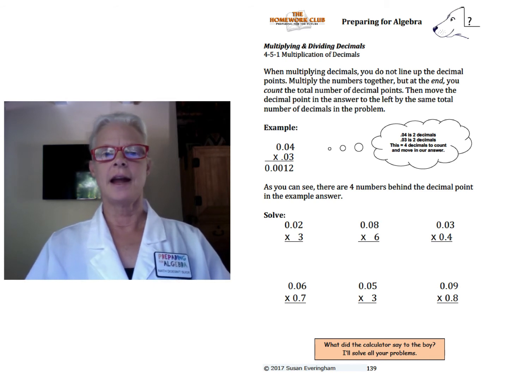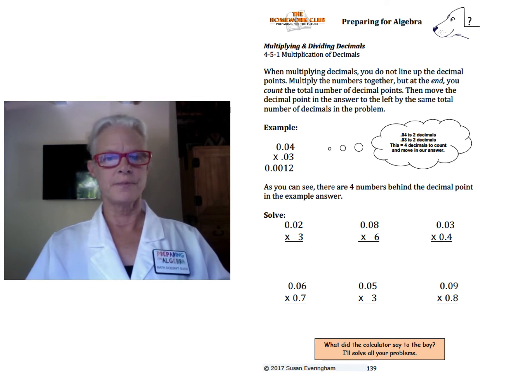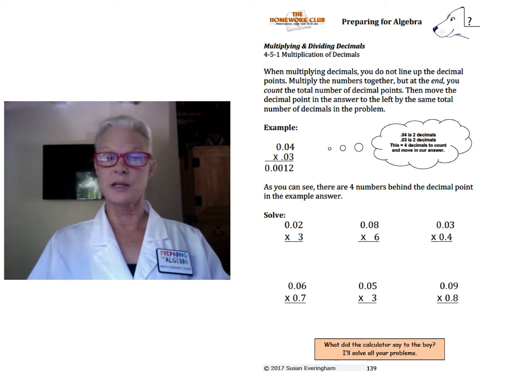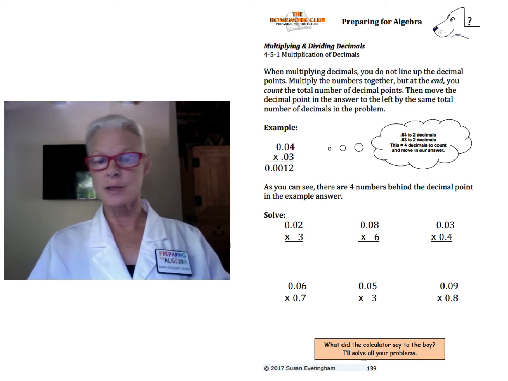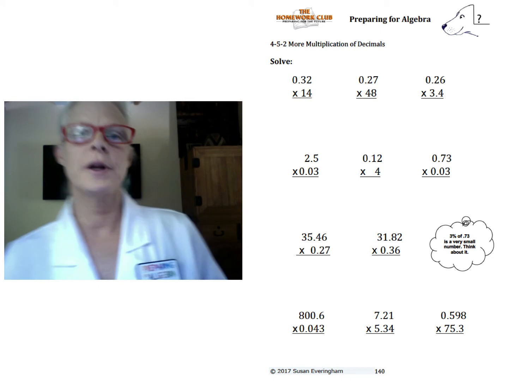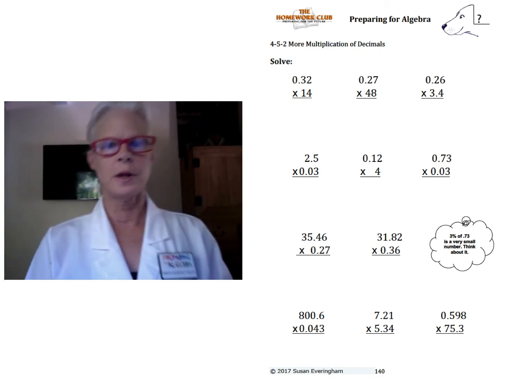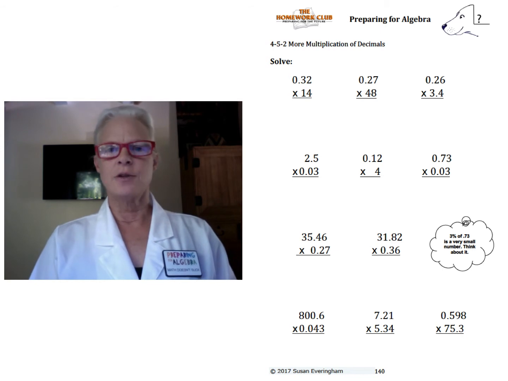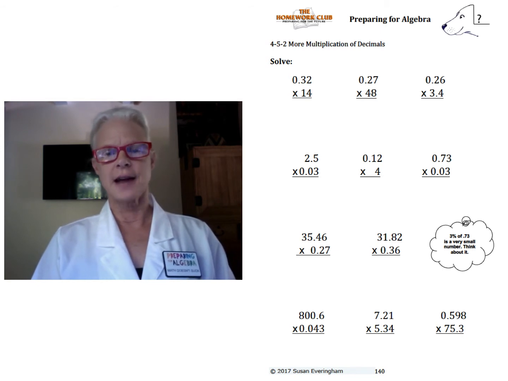Go ahead and solve these next 6 problems, and make sure that the first problem has 2 decimal points. The last problem here, 0.09 times 0.8, has 3, just as a clue. It's more practice on multiplying numbers with decimals and counting decimals over to get the exact answer.